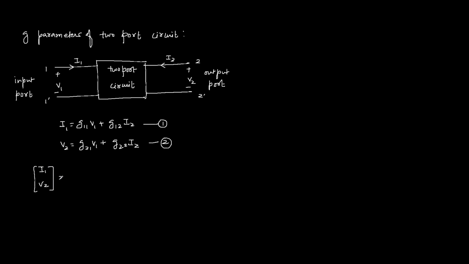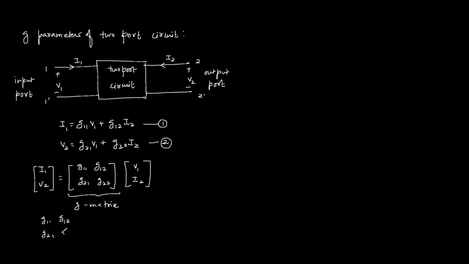In matrix form, [I1 V2] is equal to [G11 G12; G21 G22], a 2 cross 2 matrix, times [V1 I2]. This matrix is called the G matrix or inverse hybrid matrix. Now, if I take the inverse of this matrix, then on the right hand side we have [V1 I2].